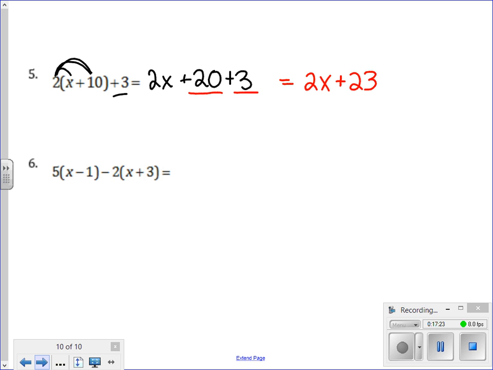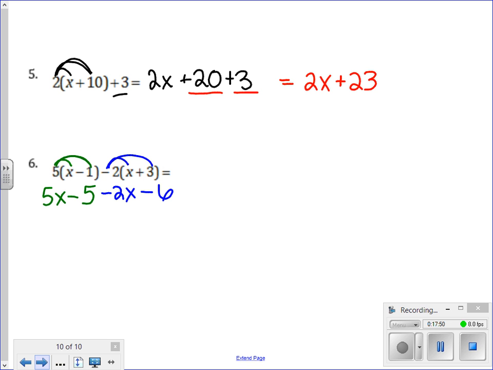All right, last one here. I actually have to distribute 2 times in this problem. I'm going to start by distributing the 5 to the x and the negative 1. 5 times x is 5x, and 5 times negative 1 is minus 5. But then I have to distribute the negative 2. Well, negative 2 times x is minus 2x, and negative 2 times 3 is minus 6.